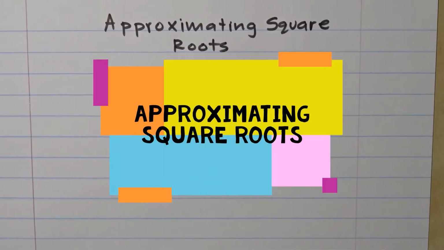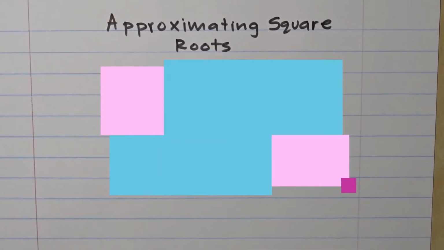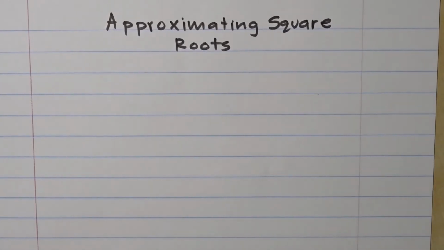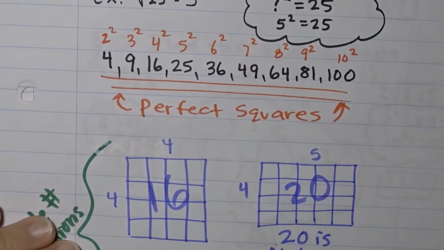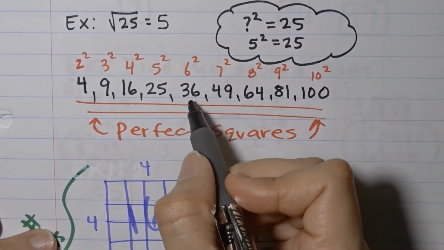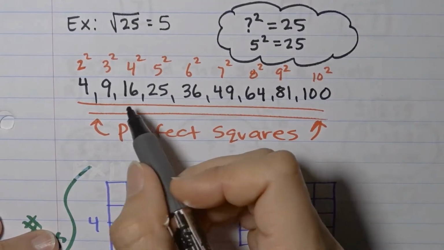All right, so let's look at approximating square roots. Approximating square roots is what we do when we don't know a perfect square, when we don't have a perfect square problem. Given these numbers here, they're perfect squares. So if I ask you what's the square root of 36, you would say 6. If I ask you for the square root of 25, you would say 5.